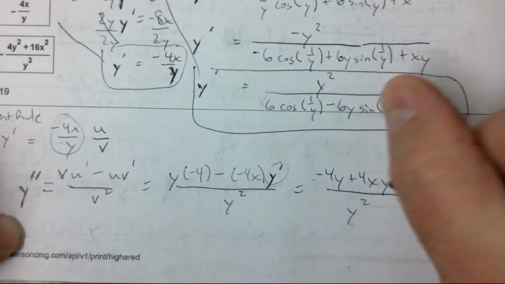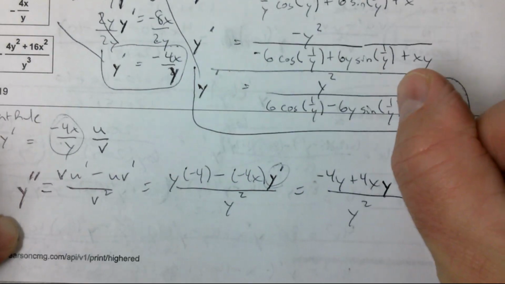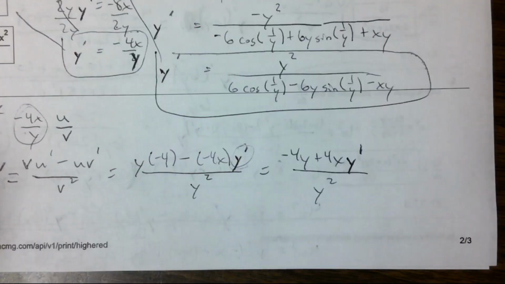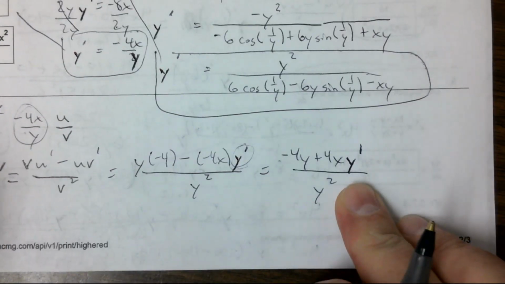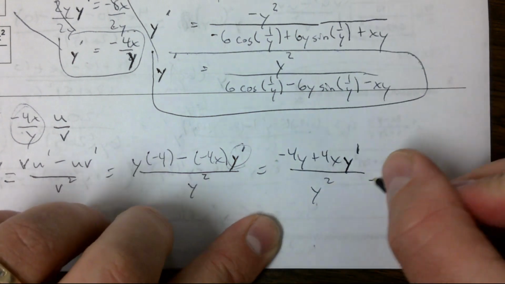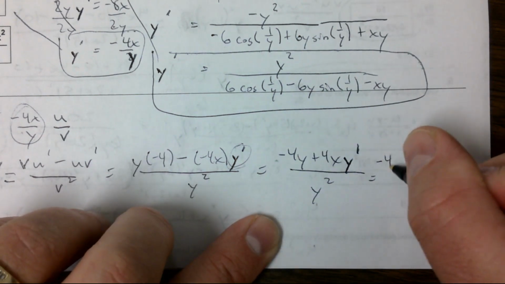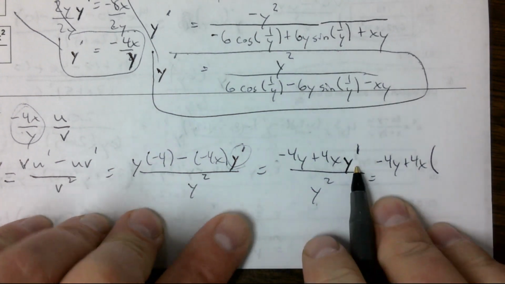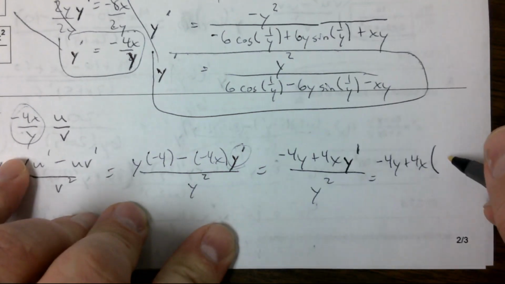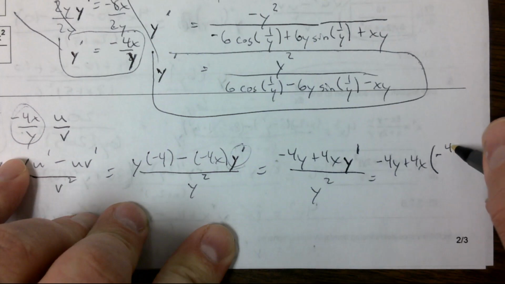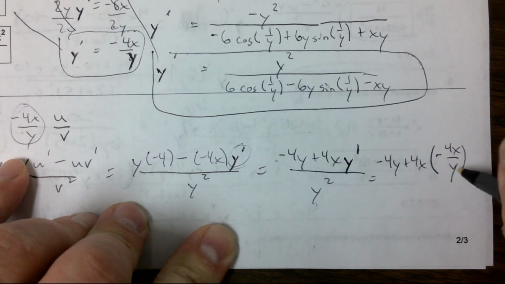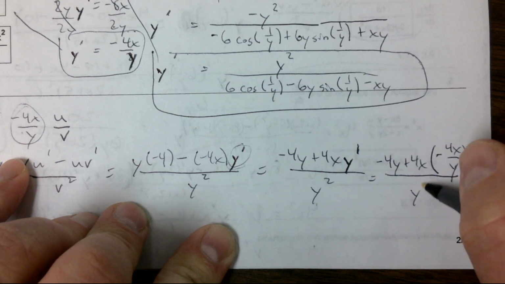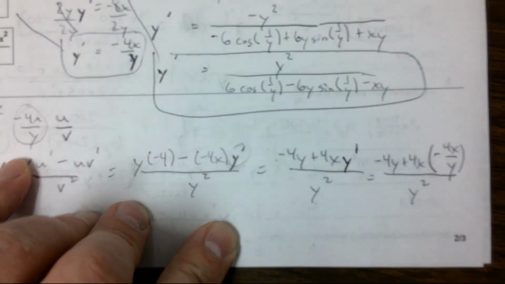Okay, again, this y prime will be dark. Now we need to substitute that in. And so we keep it as negative 4y plus 4x. And then when we're plugging in negative 4x over y, that makes it a little bit different.